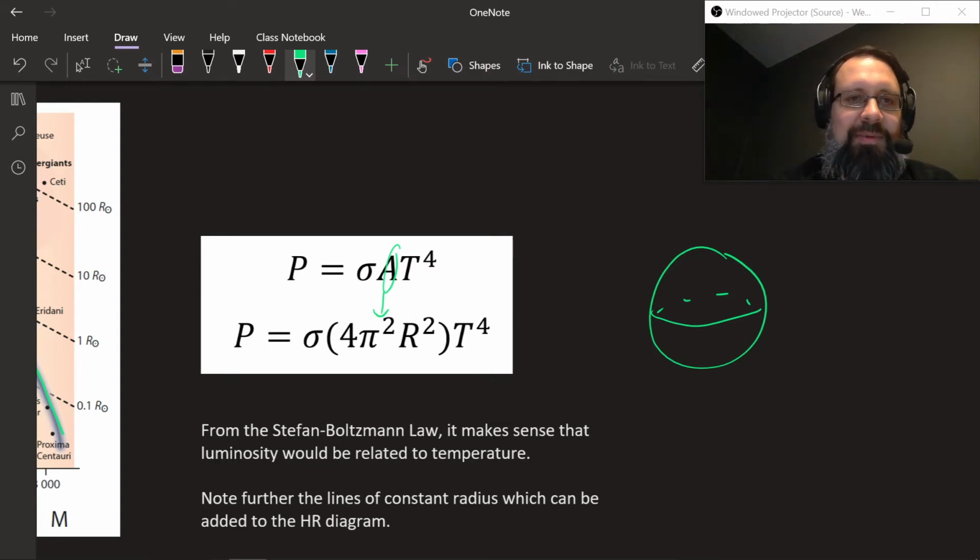I don't know why I put pi squared. It's supposed to be, isn't it just 4 pi r squared? I don't think it's supposed to be pi squared. I don't know why I did that. Anyway, it's 4 pi r squared.